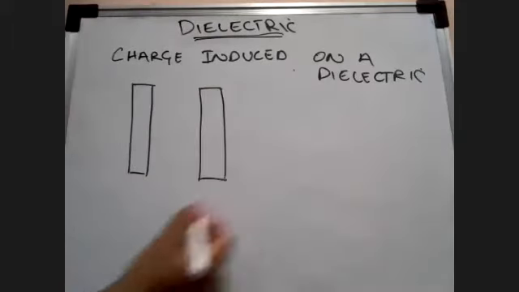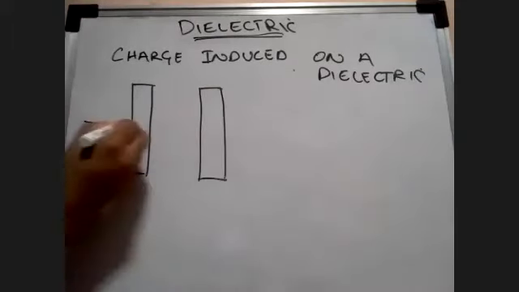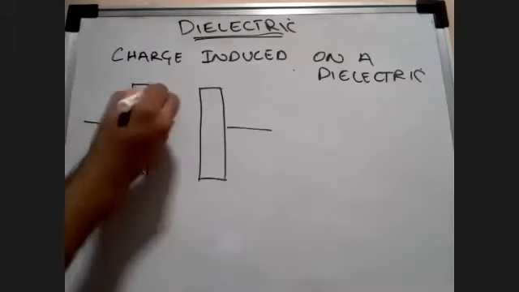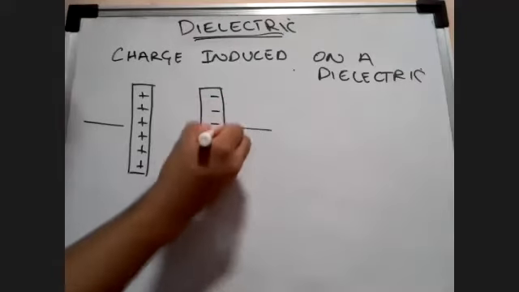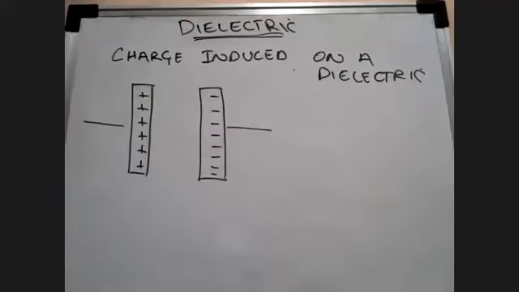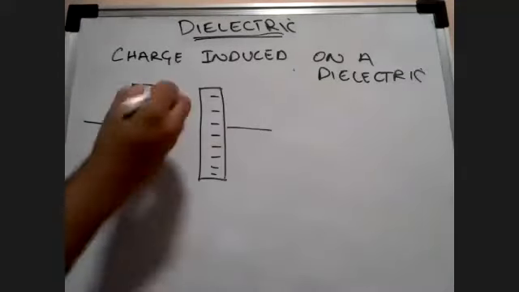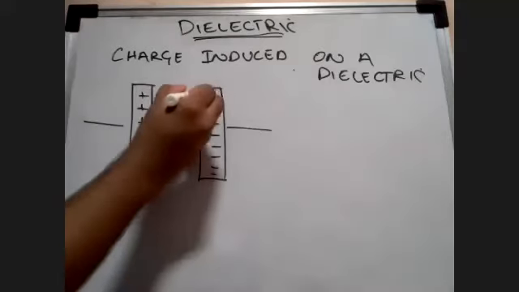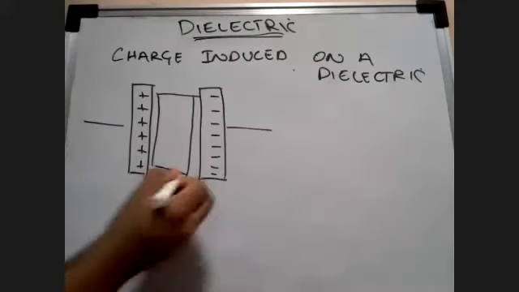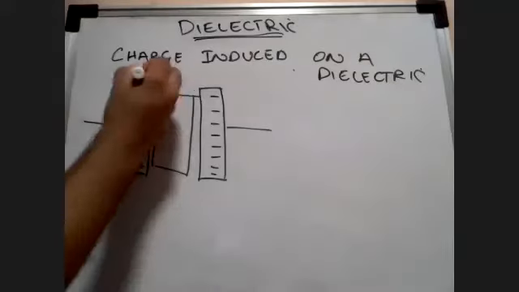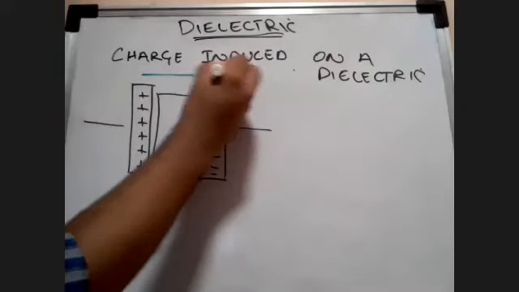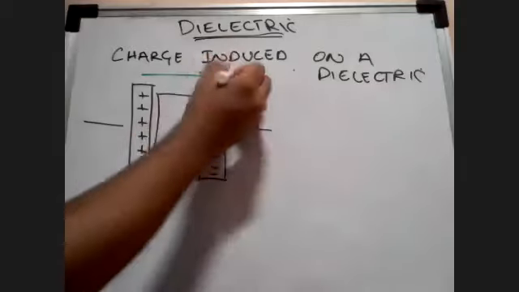And this parallel plate, of course, being connected to a battery, is going to have plus charges all over it and minus charges over here. Now, if I put a dielectric in between, what is going to happen? It is going to develop a certain charge because of the external electric field which has been placed here. Let's call that E naught.